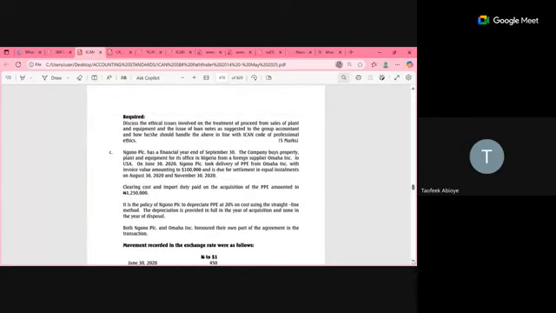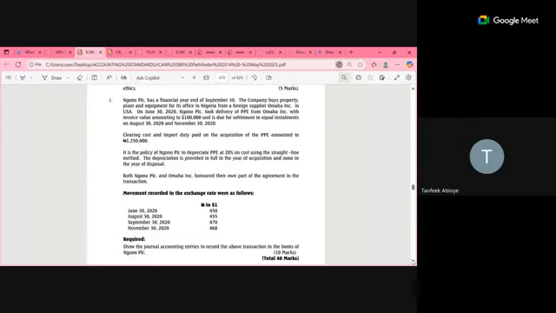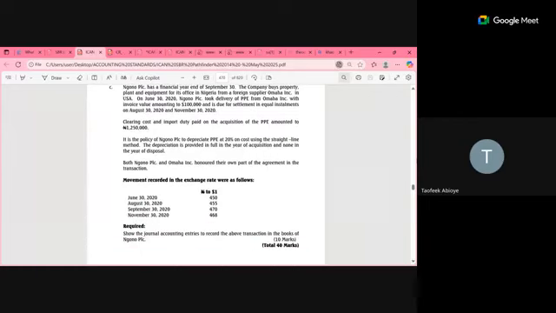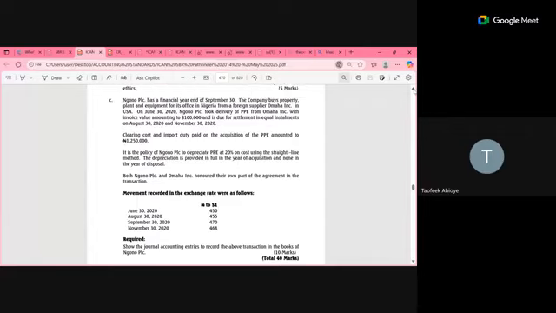Okay, this is the question. It's a 10 marks question. IAS 21 can come out in 15 marks, it can come out in 10 marks. So this is the question. And please, can you see my screen? This is May 21 question number C.